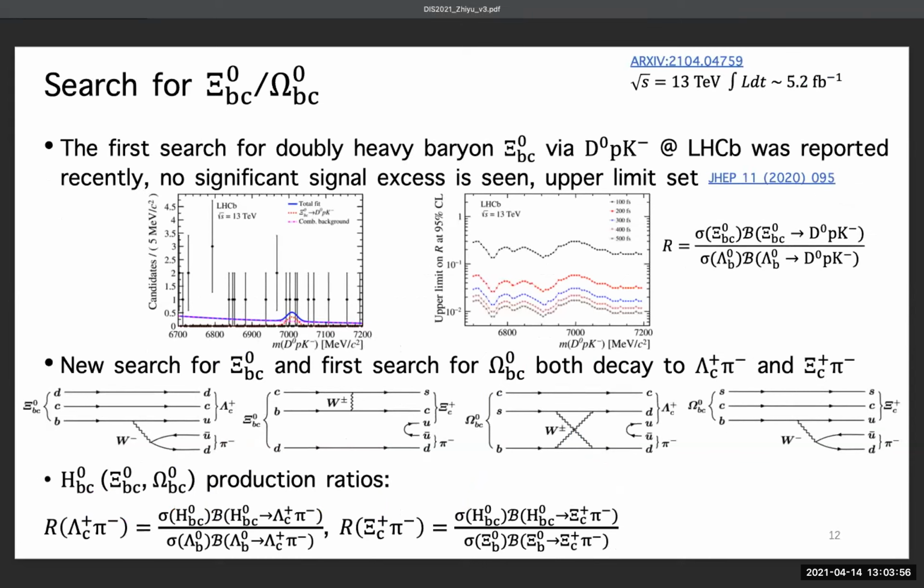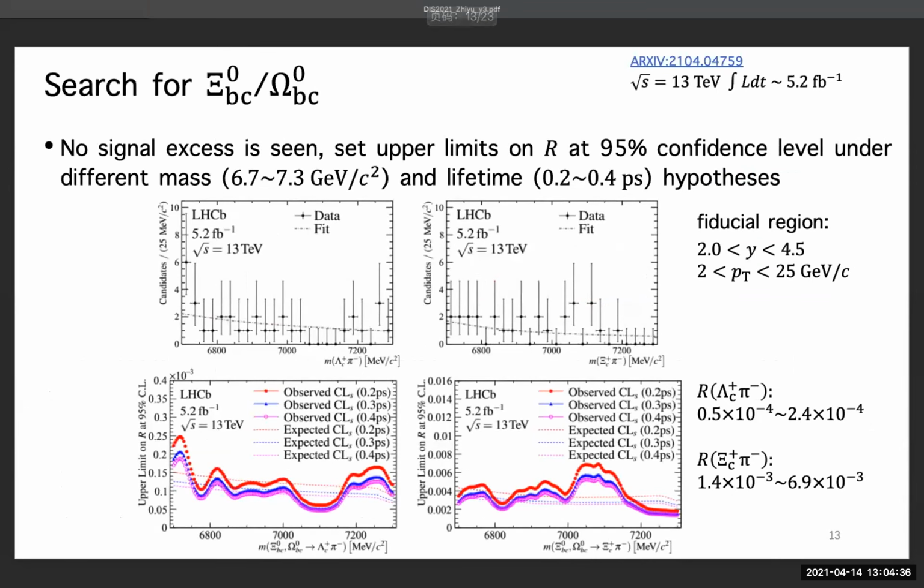Recently, LHCb performed the first search for the doubly heavy baryon Xi bc0 decaying to D0 p K pi. No significant signal is found, so we set a limit on the production ratio relative to lambda b decay. Now a new search for Xi bc and the first search for omega bc, both decaying to lambda c pi and Xi c pi, is presented on arXiv. Also, no significant signal is found, so upper limits are set relative to lambda b over Xi b in the same final states.